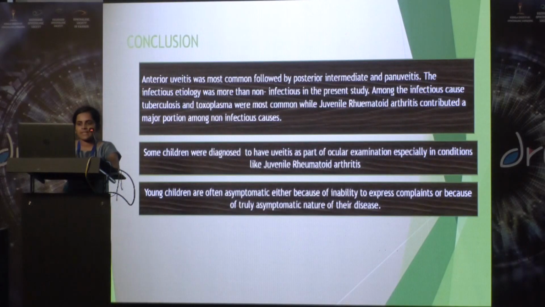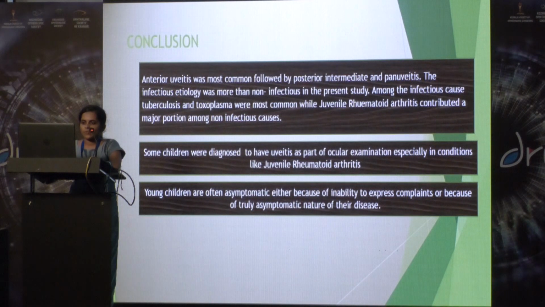The conclusion is that in my study, anterior uveitis was most common, followed by posterior, intermediate and panuveitis. Infectious etiology was more than non-infectious, and among the infectious causes, toxoplasmosis and tuberculosis were more common, and among non-infectious, juvenile rheumatoid arthritis was common. And some children were diagnosed to have uveitis as part of routine ocular examination in patients with juvenile rheumatoid arthritis.